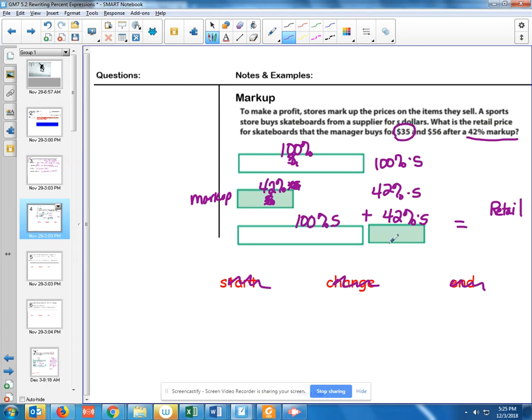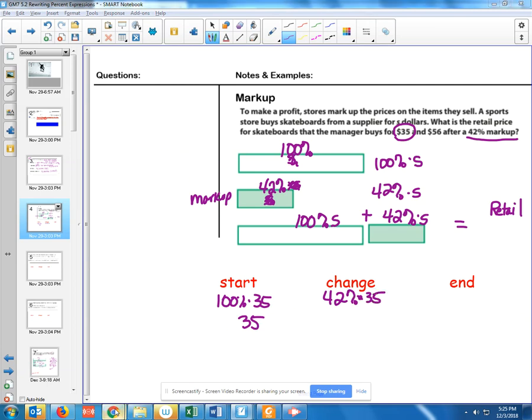So let's first take this situation. What if it's $35? So we're going to start with $35. That's 100% times 35, which is just going to be 35. Then we're going to increase this price. I can leave this here now. We're going to increase it by 42%. So now we have to take 42% times 35.